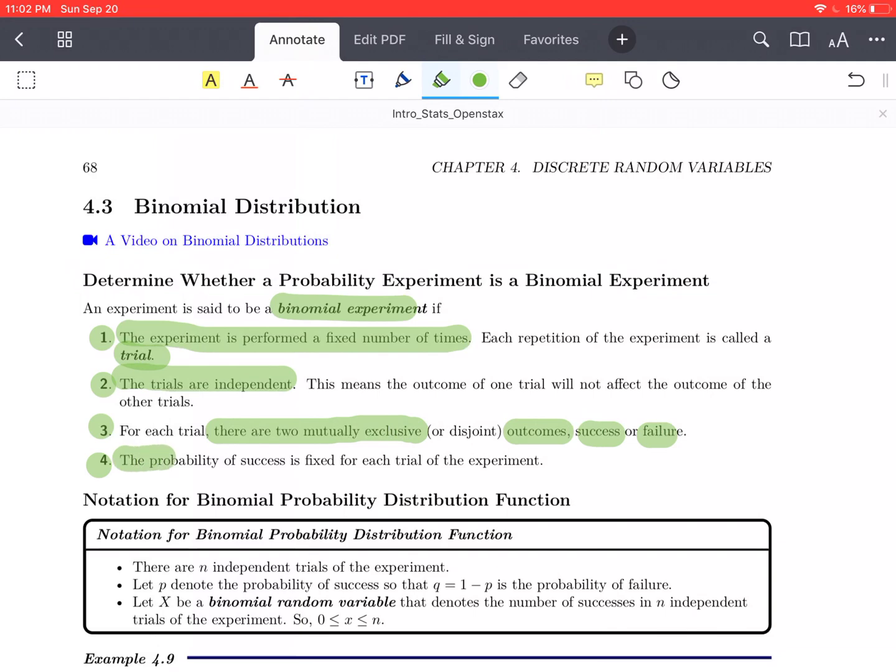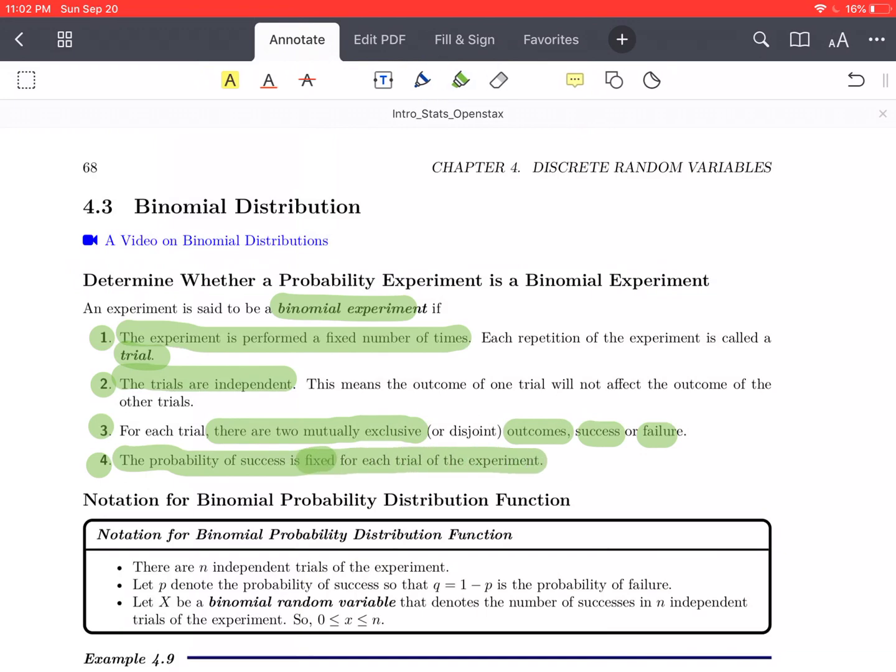And then the probability of success is fixed for each trial of the experiment. So the probability isn't going to change from trial to trial, like with the die. The probability that I roll a 6 is going to be the same now as it is in the next one, as it will be in the one after that. That probability is not changing.